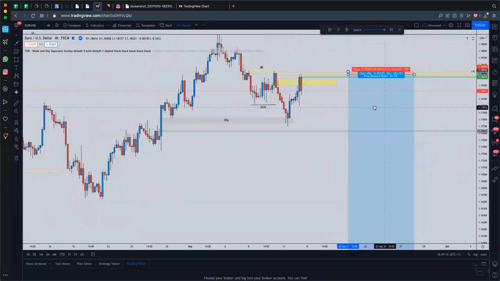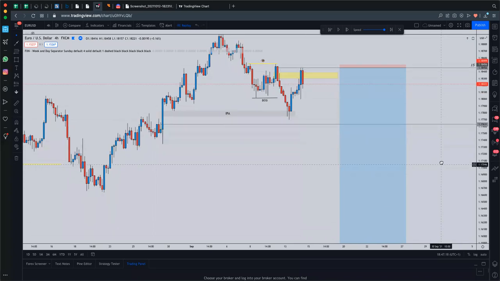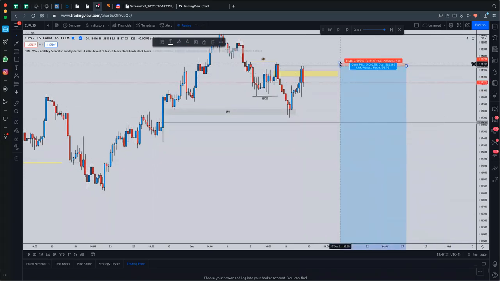Okay, and I like to move this a lot just to show examples. Okay, I'm going to delete this. But we've got that 5-minute entry. Perfect. Okay, 2 pip stop, 4 pip stop, wherever you want to do it. I always like to leave extra room. So I made it 4 pips, even though all we needed was 2.